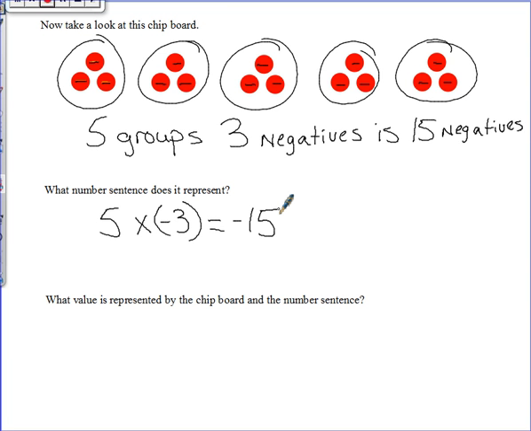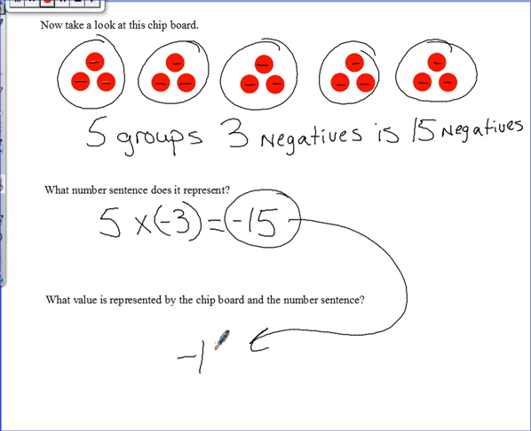What value is represented by the chipboard in the number sentence? Well, I kind of just told you. -15. So pause the video right now. Think about the two factors, your 5 groups, your -3, and your product.